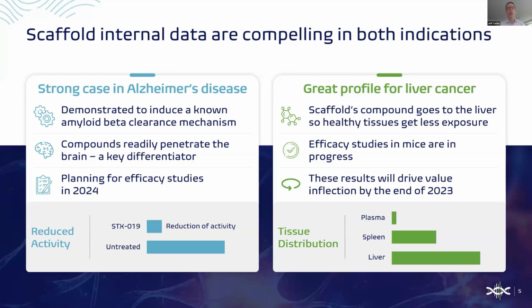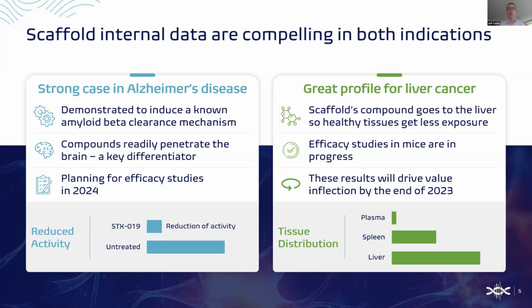So the gene that we're reducing the activity of is called metal-3. Our compounds also readily penetrate the brain even after a single dose in a live animal. And that's a really key differentiator that we'll talk about when we cover the competitive landscape.